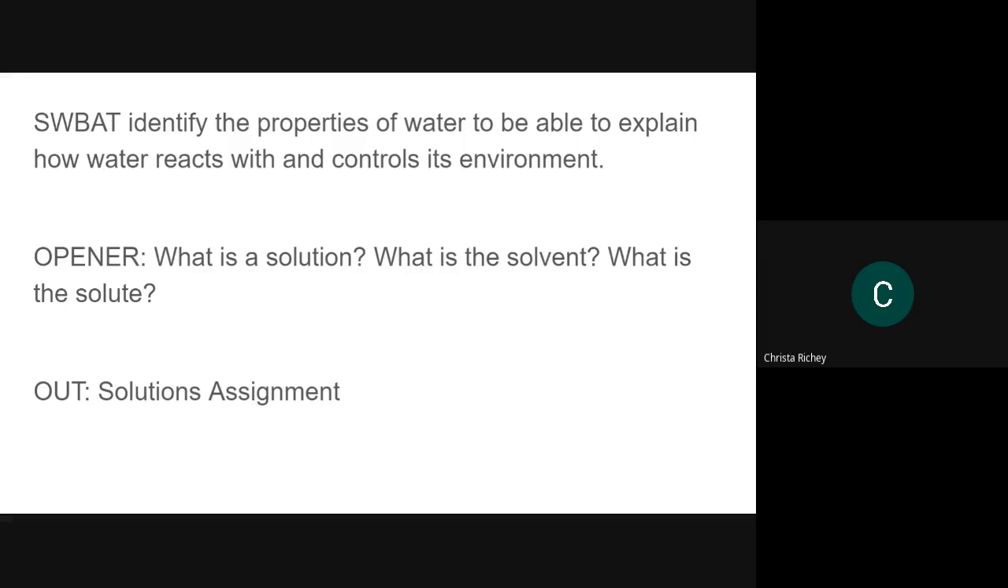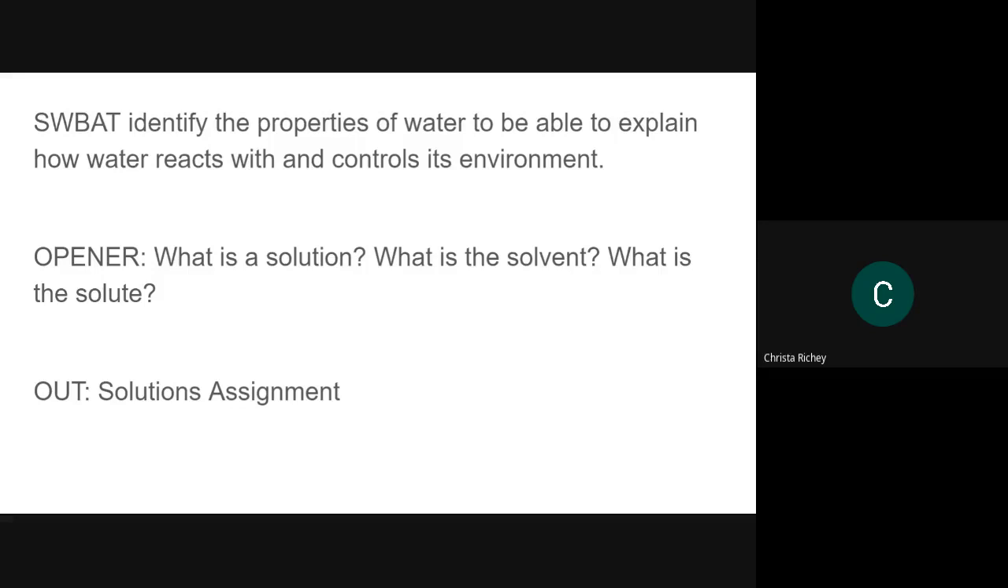For the opener, we talked about some of these words yesterday. I've got 3 words up here: solution, solvent, and solute. Do you know what one of those 3 words actually means? The solvent is which one? Is it the liquid or the solid part? Okay, there you go.